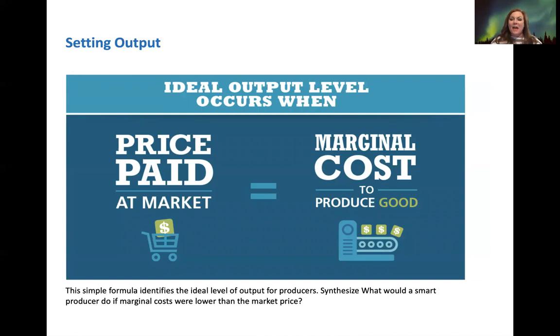And here it is again. Our ideal output level is when the price paid at market is equal to the marginal cost to produce. And this is also equal to marginal revenue. How much additional money are you getting from selling that one unit? That's the price paid at the market. When it's equal to the marginal cost to produce it, we stop.